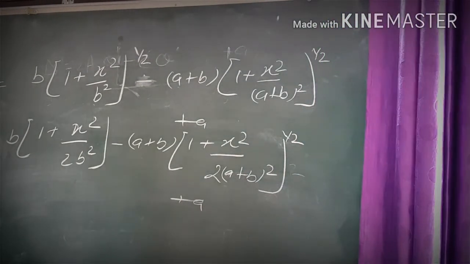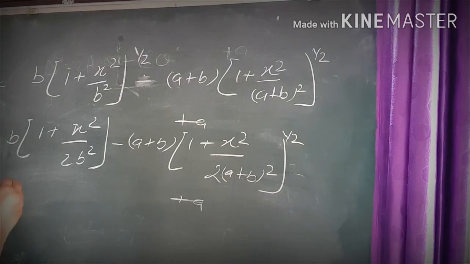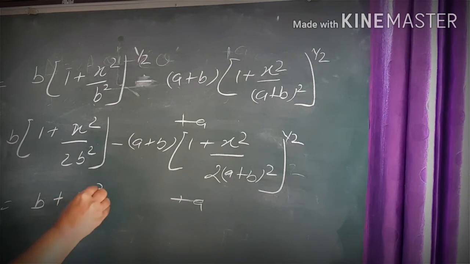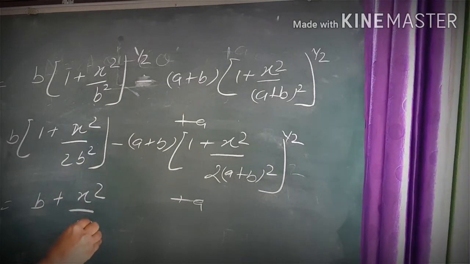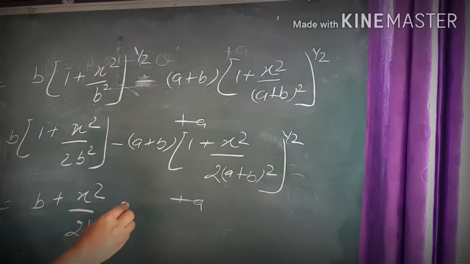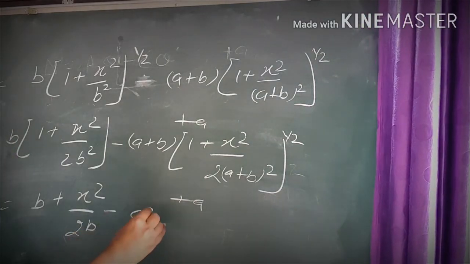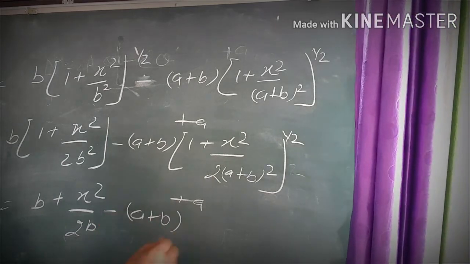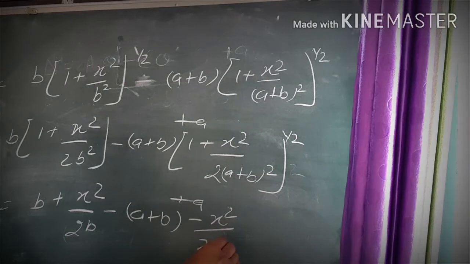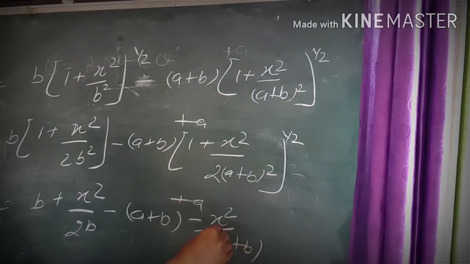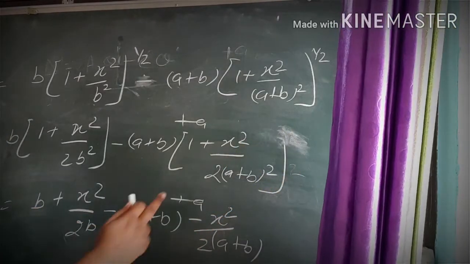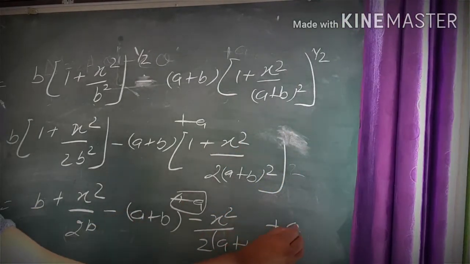Now again solving this, we have b plus x square by 2b, by multiplying b inside the bracket. Similarly, here we have a plus b minus x square by 2 into a plus b, and this plus a.